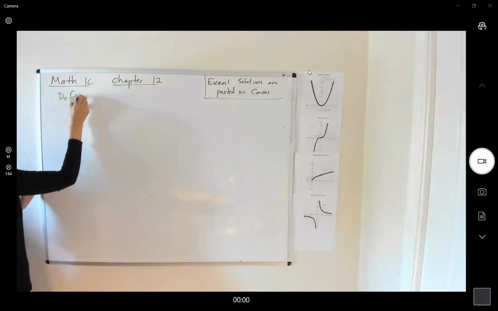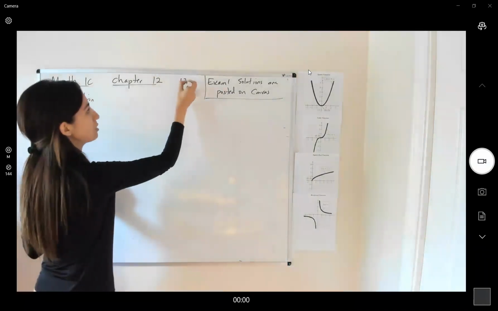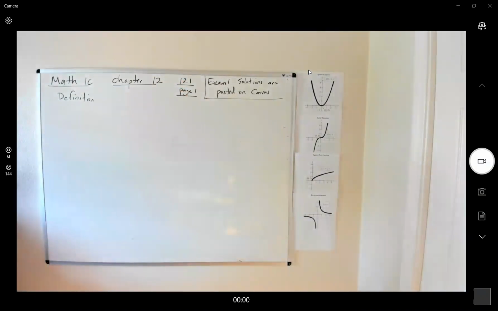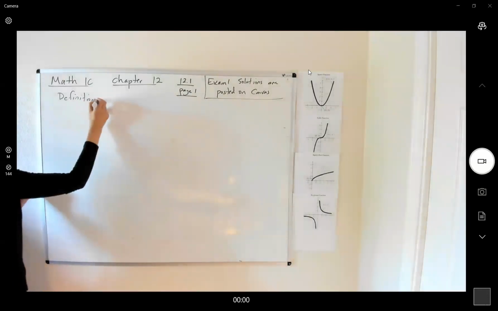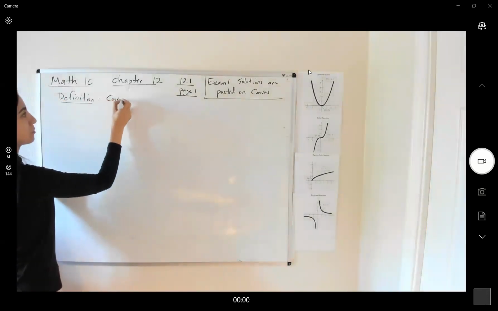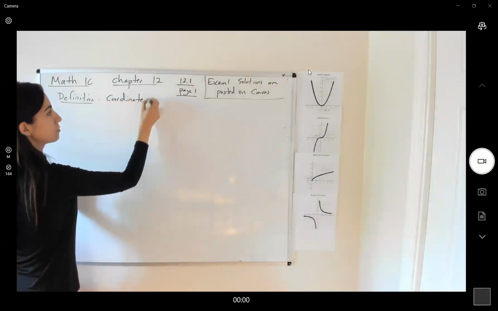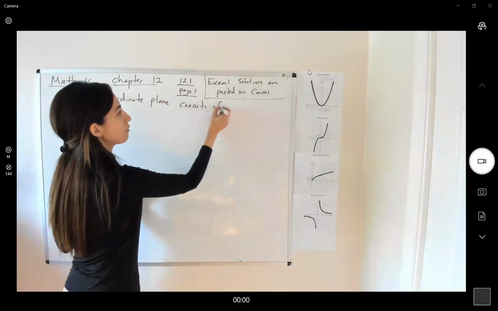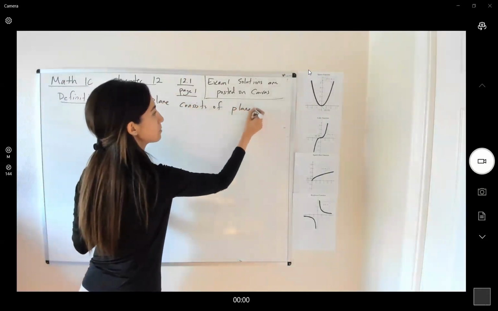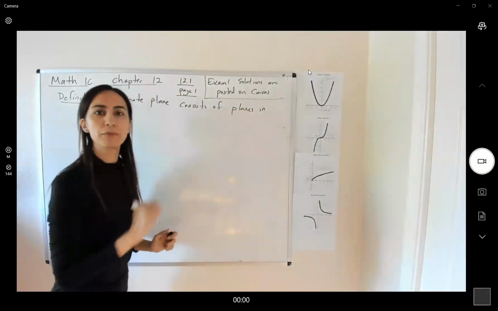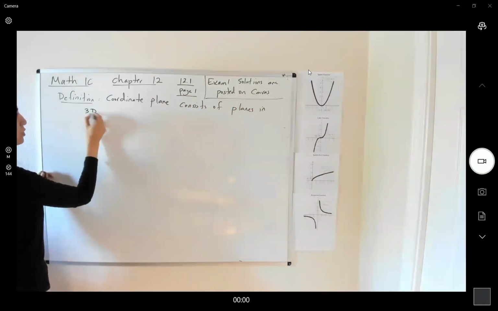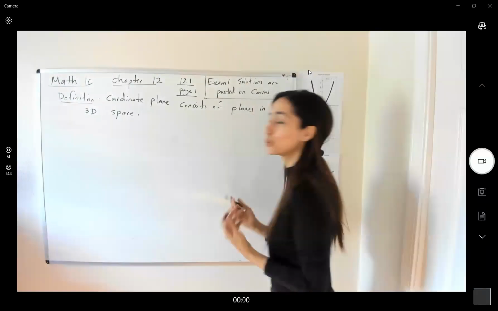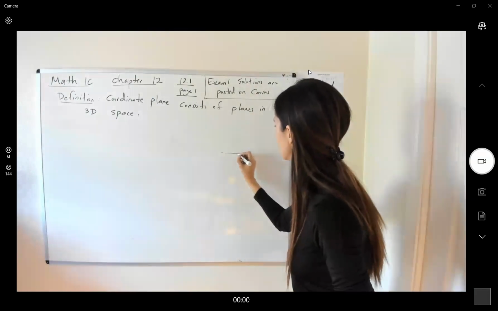Definition. We are on 12.1, page 1. So officially we say that a coordinate planes consists of planes in three-dimensional space. Three-dimensional space. So remember that in two-dimensional space, you only have x-axis.